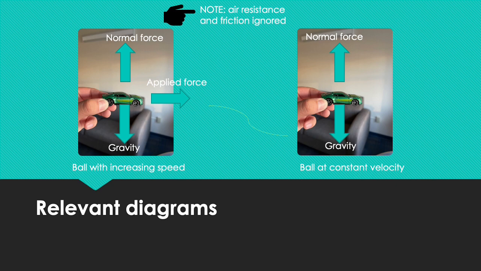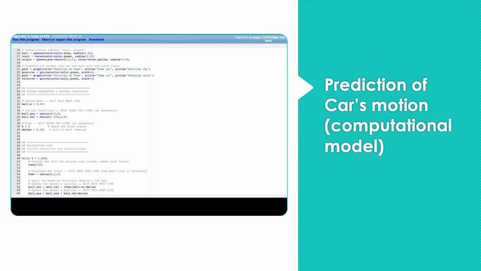All right, so prediction of the car's motion, the computational model. Here is my GlowScript code. Basically, what I had to change was the mass, obviously, the position equal to 0, 0, 0, and also my velocity using the formulas that I mentioned before. Then I also used the net force equal to 0. Obviously, we needed to change that as well.